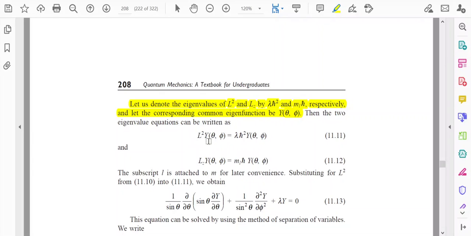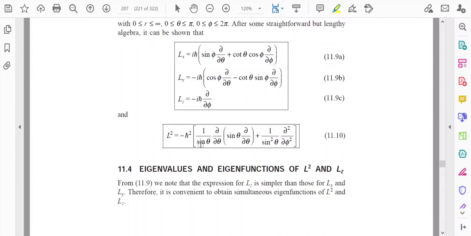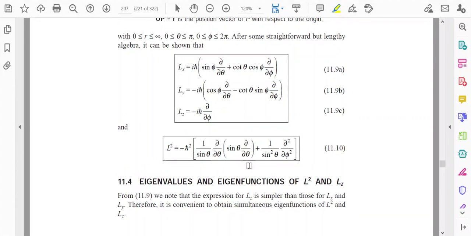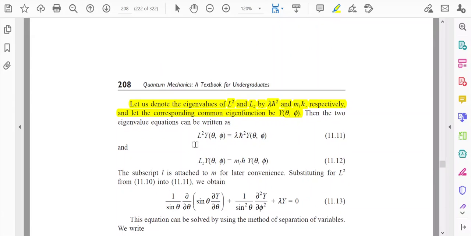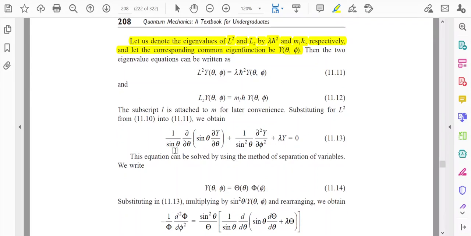Now for equation 11.11, we will substitute the value of L square. What is the form of L square? This is given in equation 11.10. This is the form of the operator L square. So we are substituting this operator form of L square in equation 11.11. Then we obtain equation 11.13. This is the new equation after substituting the value of L square.